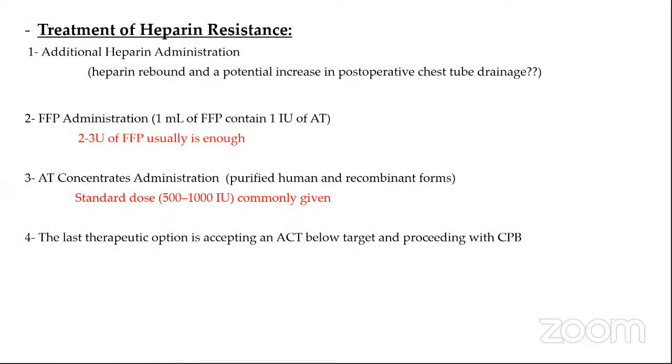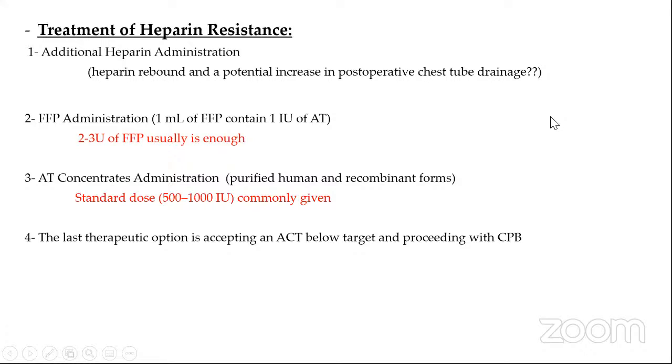So what are our options to treat the heparin resistance? We have different options. Number one, we can give additional heparin. We mentioned that the resistance is defined once you give 600 units of heparin per kg and you can't achieve your target ACT, which is 400. So you can give more heparin. This is an option. But just remember, if you give more heparin, your patient post-op in the ICU is going to have more chest tube drainage. So this option does not come without a cost. It's easy, you can give even more heparin, but you need to keep this in mind because it may interfere with the chest tube drainage post-op.